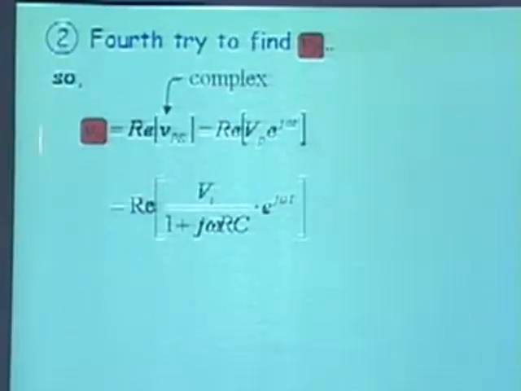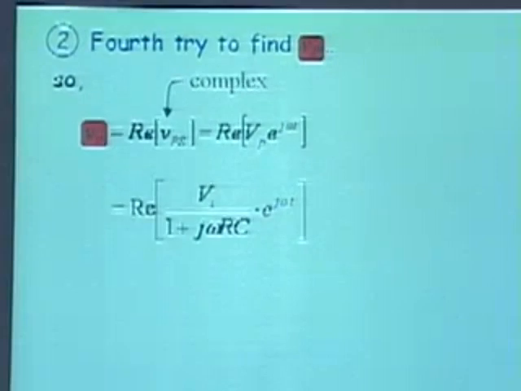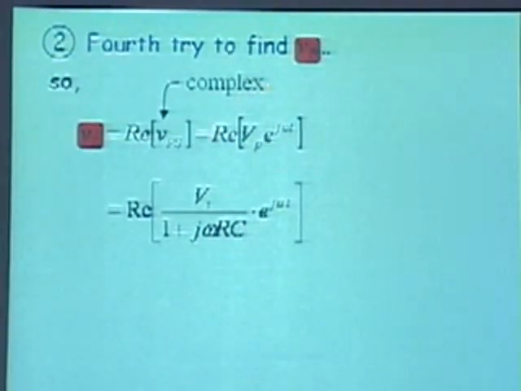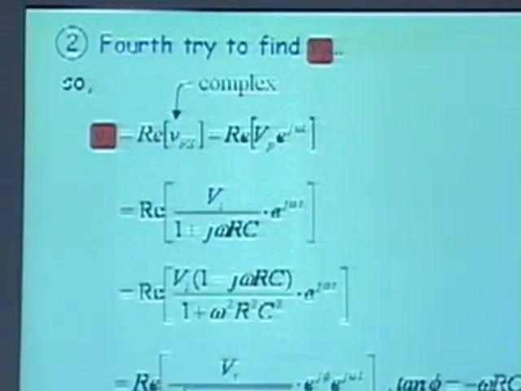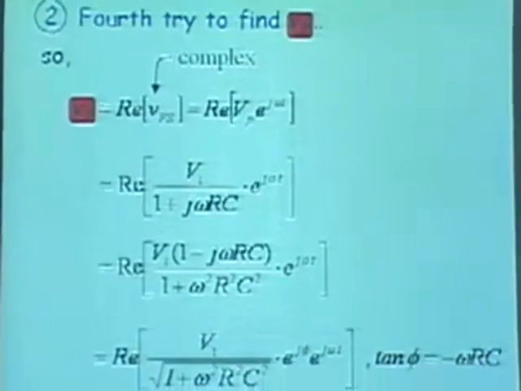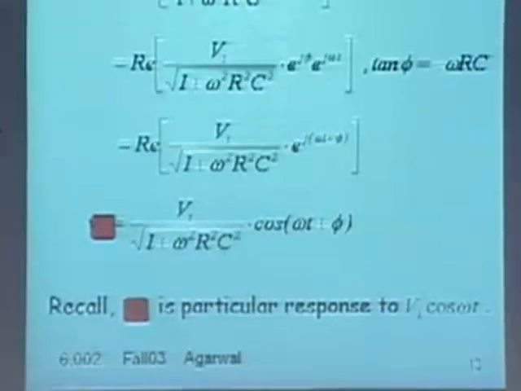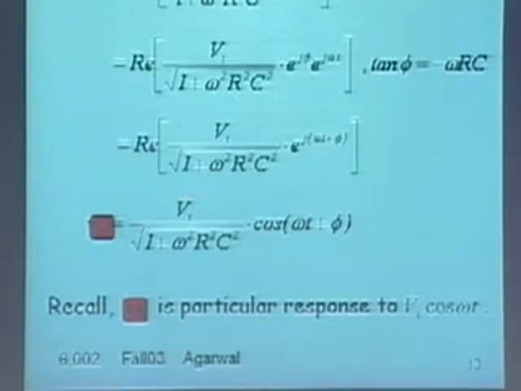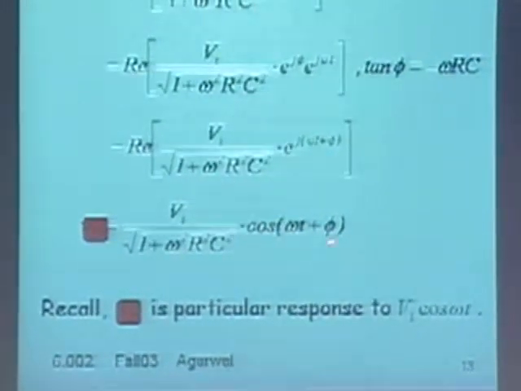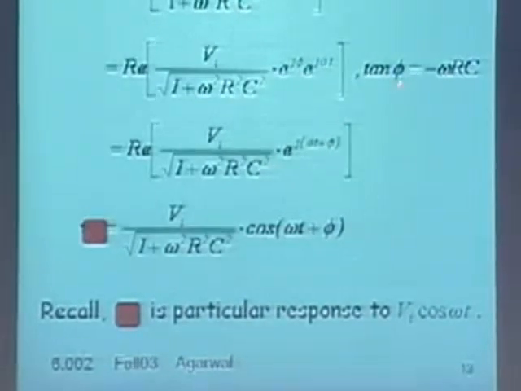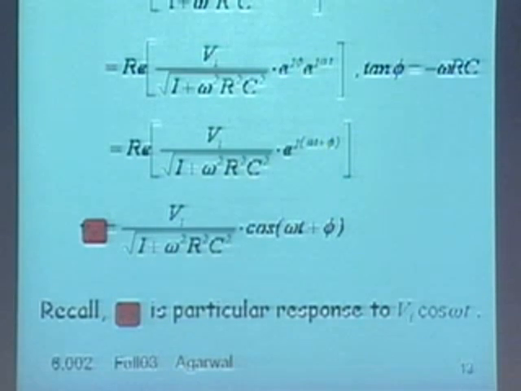So I'm telling you that VP is simply the real part of the sneaky output. I take the real part of VP e to the j omega t, and I do a bunch of complex math. Remember, VP was given by this quantity here, and I take the real part, and I end up with VP being this quantity multiplied by cosine omega t plus phi, where phi is given by tan inverse of omega RC. And this is the coefficient multiplying the cosine.